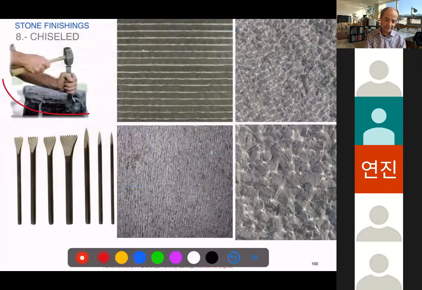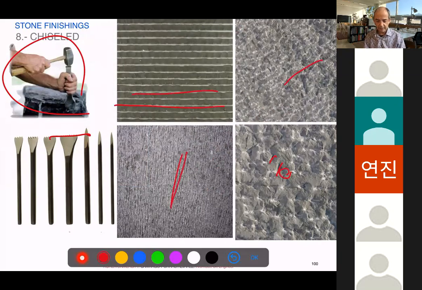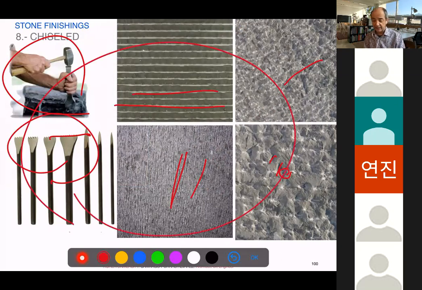And then chiseled. The chisel is the tool of the sculptors and can be used in many ways, like taking big chunks, making small patterns, or making lines or thinner lines, depending on the chisel you use. So chiseled is a full family of uses. And please, do not confuse chisel with a bush hammer. Right?